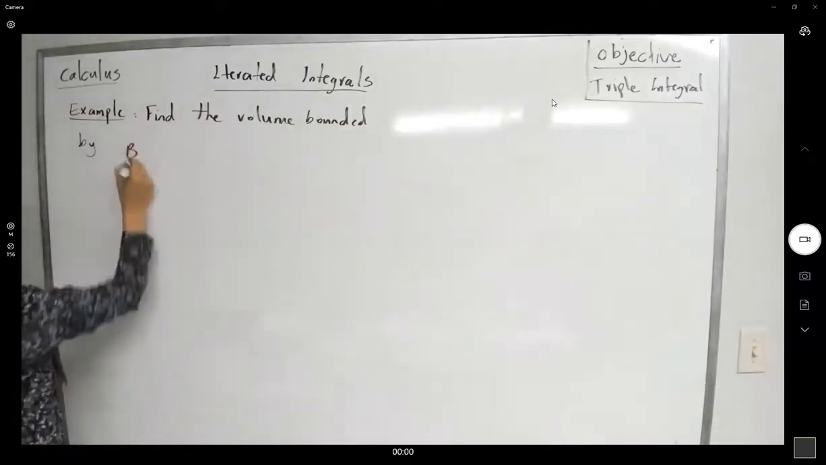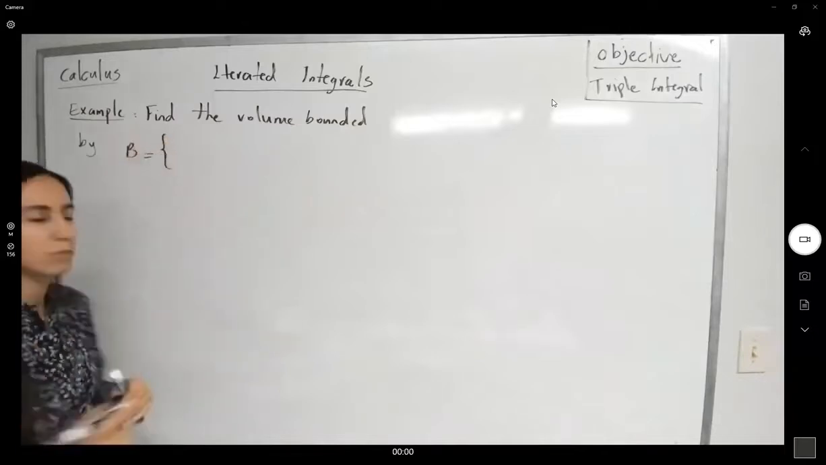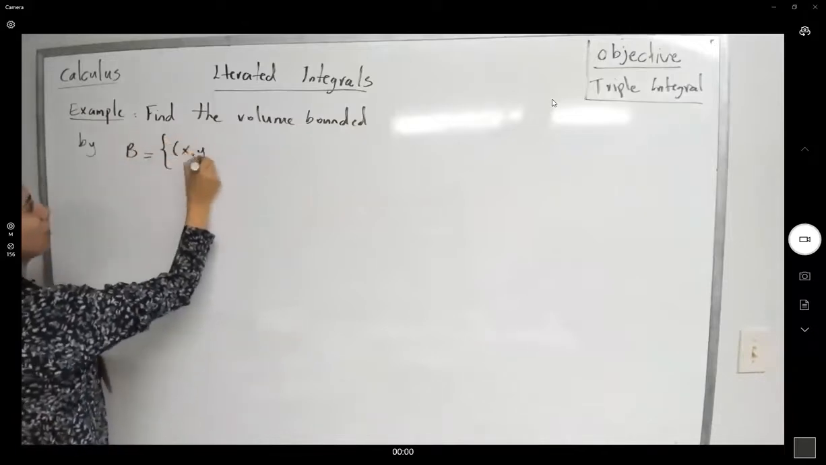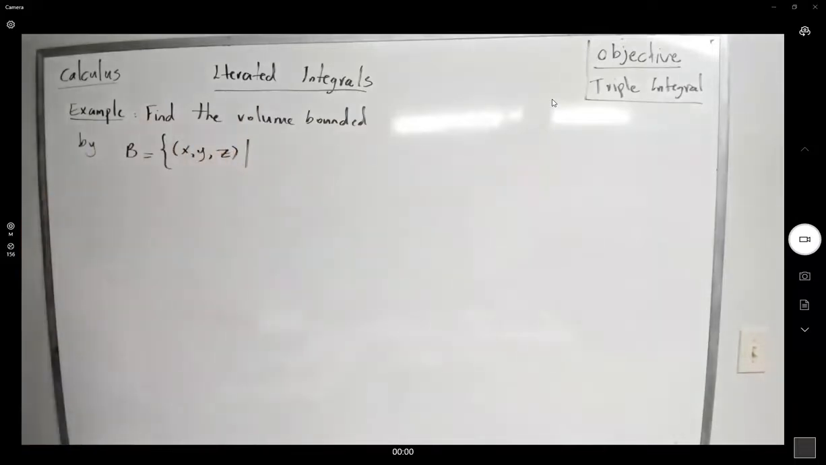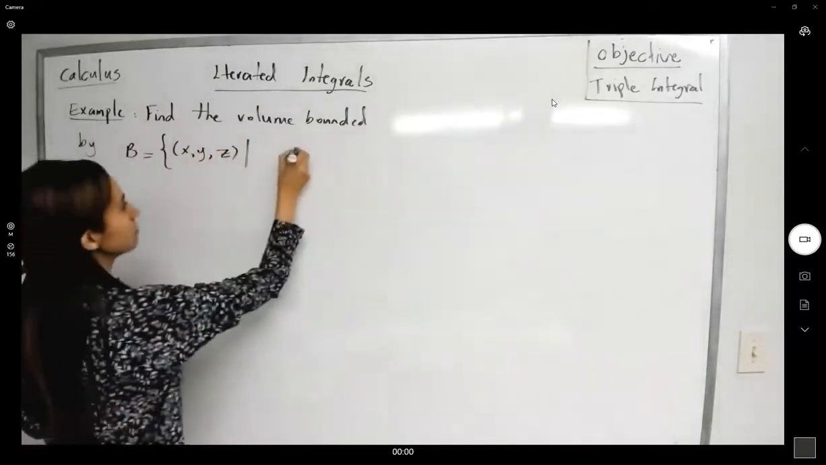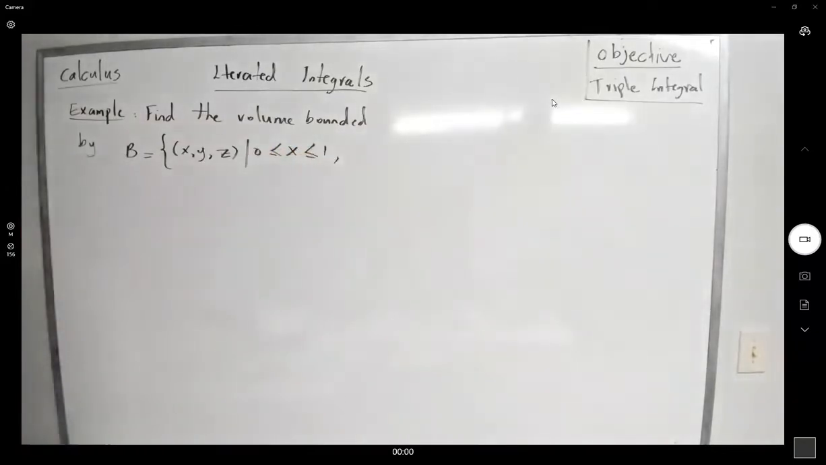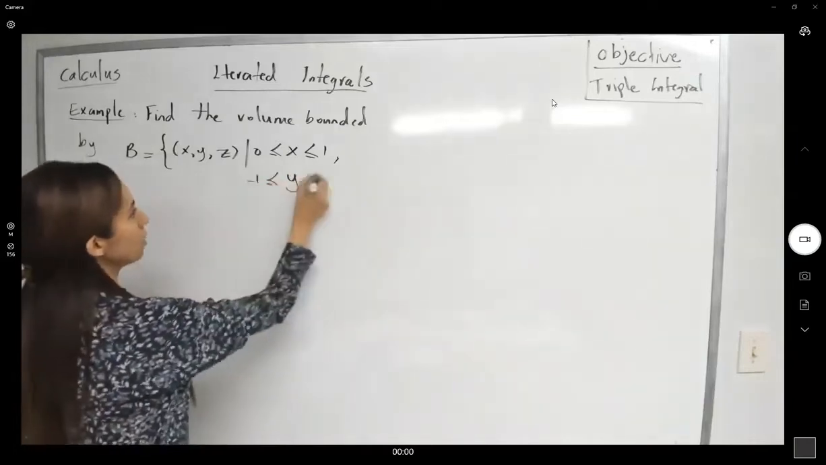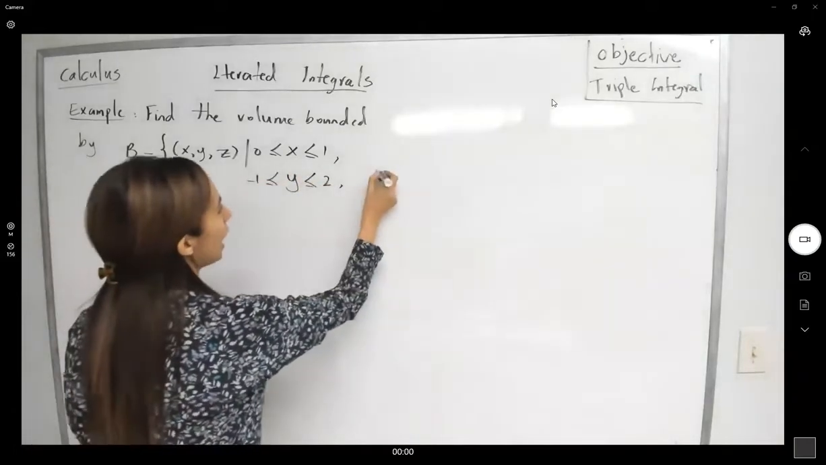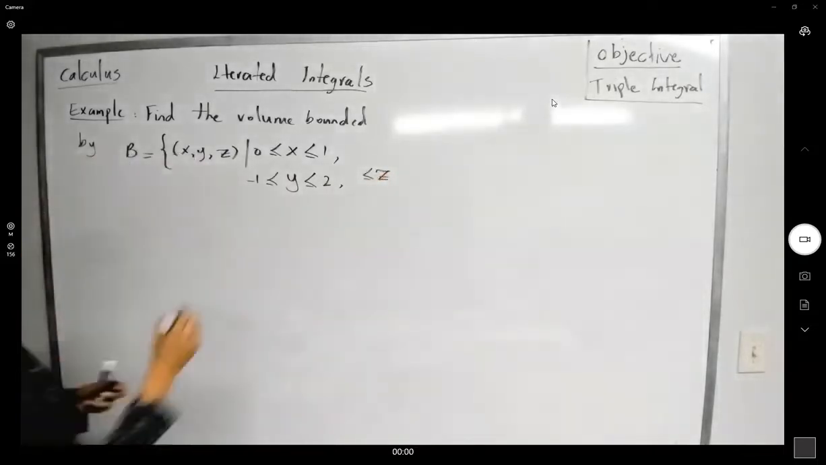You have, for example, a box equal to the set of all ordered pairs (x, y, z) such that x is bounded between 0 and 1, and y is bounded between -1 and 2. I'll just make it a little bit nicer, -1 and 2. And I also have z bounded between 0 and 3.